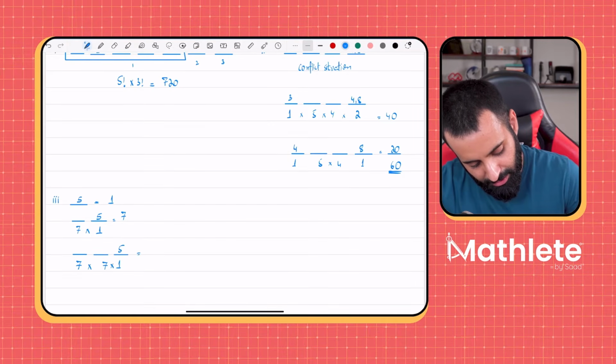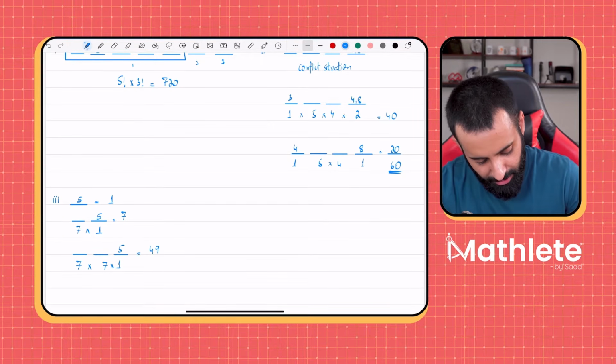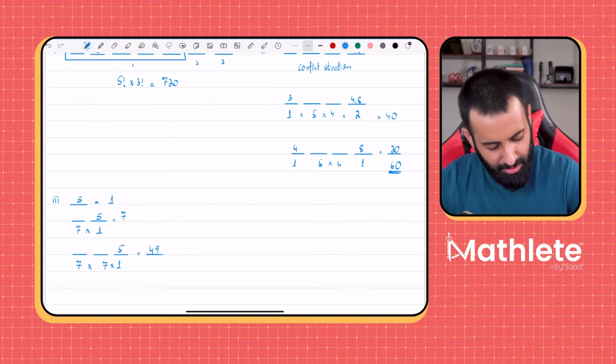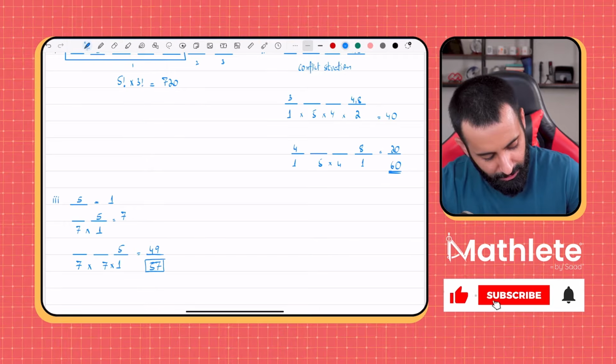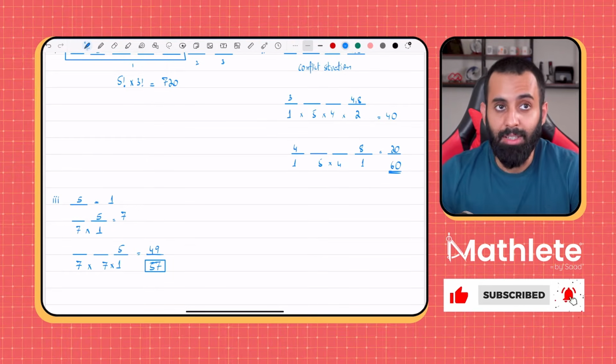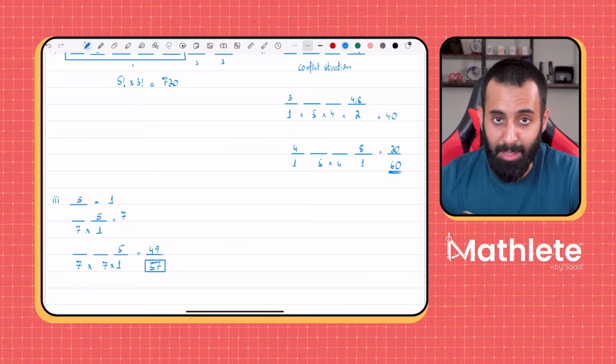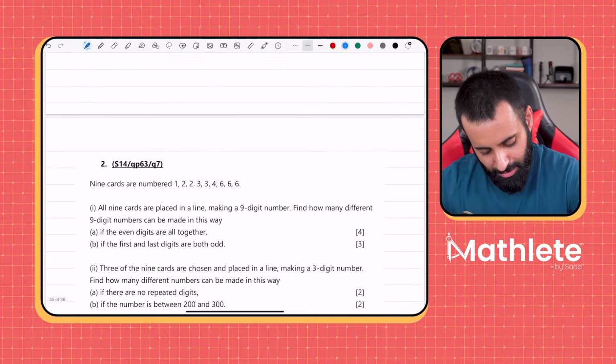So 7 times 7 is 49. 49 times 1 is 49. So 49 plus 6 is 55... no, 49 plus 7 is 56. 56 plus 1 is 57, and I believe that is the correct answer. So we can make 57 numbers that are less than 1000 and happen to be multiples of 5. Okay, so I hope this is clear.